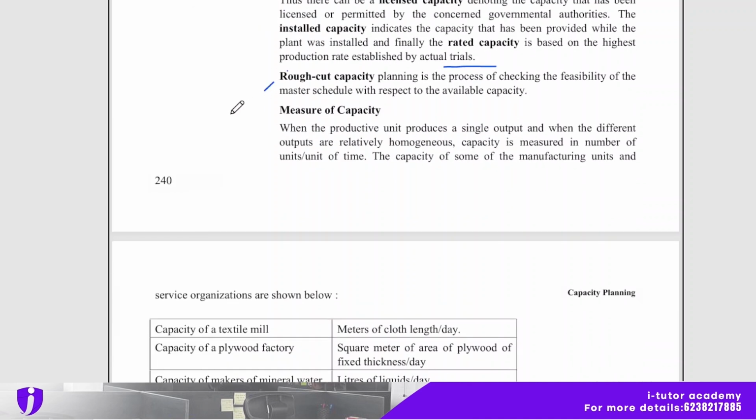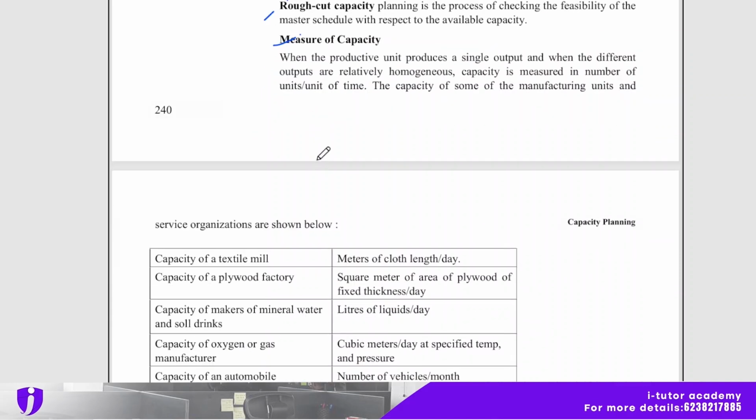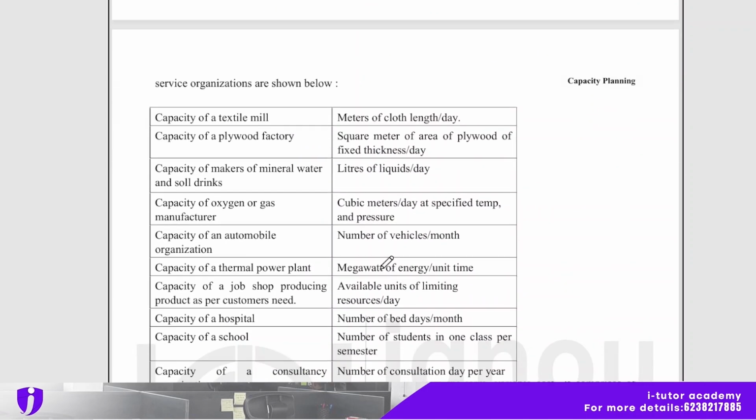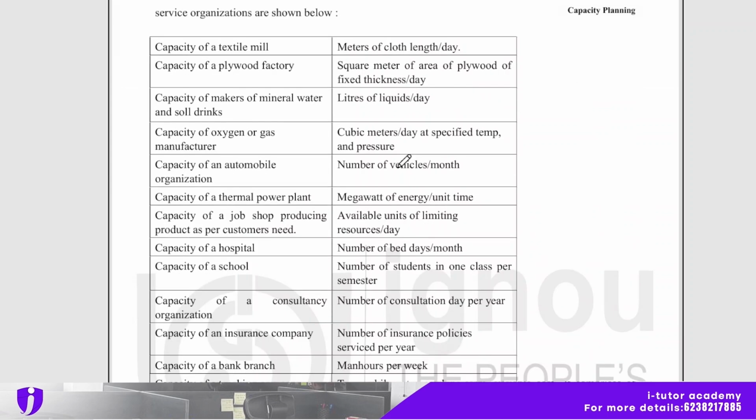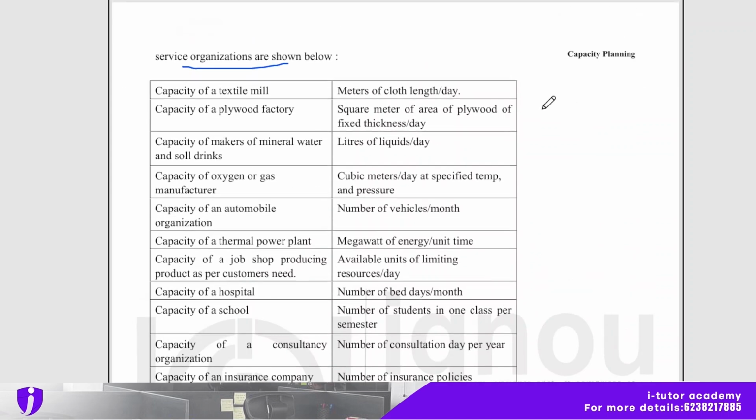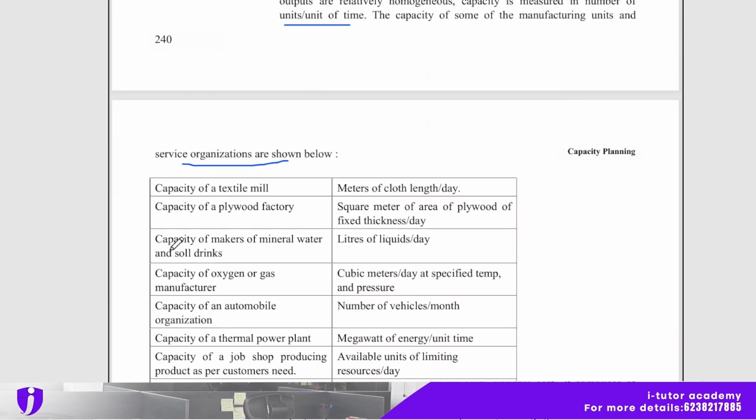And rough cut capacity planning is the process of checking the feasibility of the master schedule with respect to the available capacity. And the measure of capacity: when the productive unit produces a single output, and when the different outputs are relatively homogeneous, capacity is measured in number of units per unit of time. The capacity of some of the manufacturing units and service organizations are shown below. So please refer to this table. So these are the capacities of some of the manufacturing units.